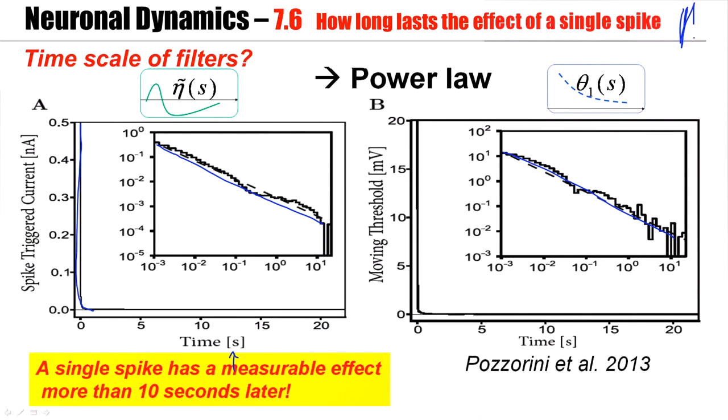When I first heard about this result, I was really surprised. So these adaptation effects, they are not just 50 milliseconds or 200 milliseconds. No, they extend over several seconds. They are strongest for short times, for 10 milliseconds, for 50 milliseconds. But you still have a measurable effect 10 seconds later from a single spike.